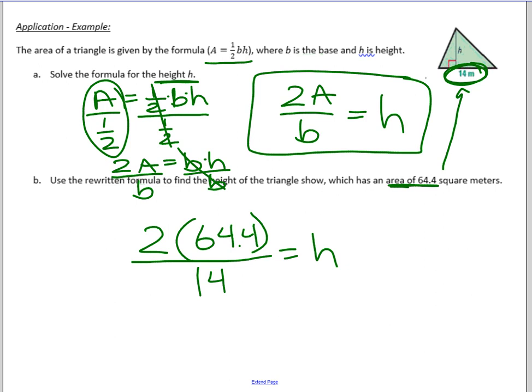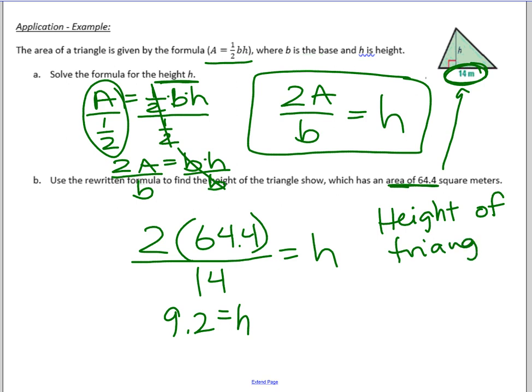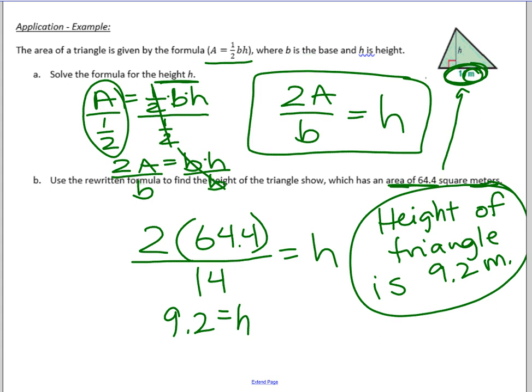All right, so hopefully you got 9.2. So 9.2 is equal to h. So this is a word problem. I need to make sure I'm answering the question. It says find the height of the triangle shown, right? So the height of the triangle is 9.2 what? How's this measured? It's measured in meters, right? So the height of the triangle is 9.2 meters.